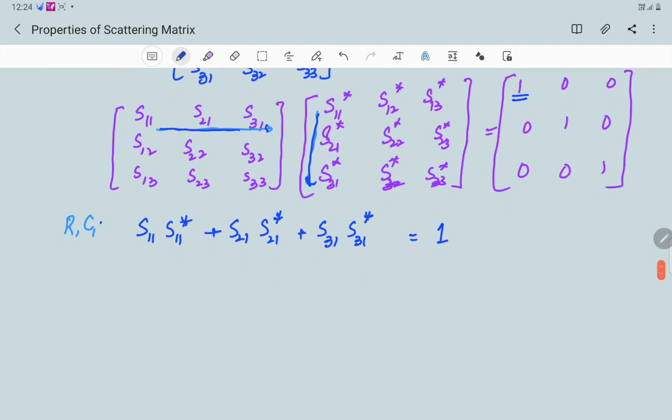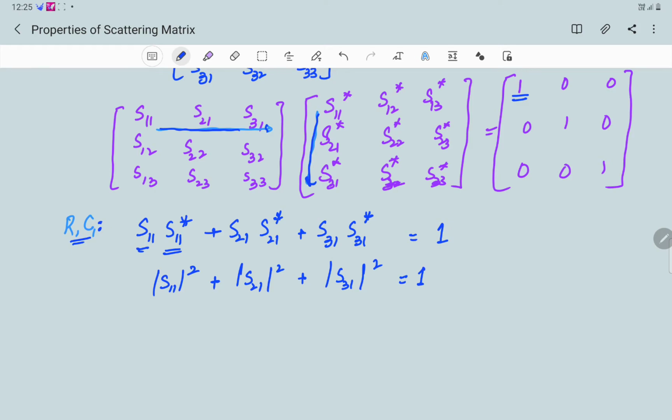So this means I'm multiplying row 1 and column 1. Now we know from mathematics that if we multiply a complex number with its conjugate, we get its modulus square. So it would be modulus S11 square, where the vertical line represents the modulus, plus modulus S21 square plus modulus S31 square is equal to 1.